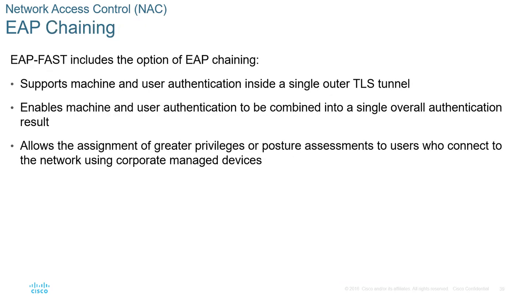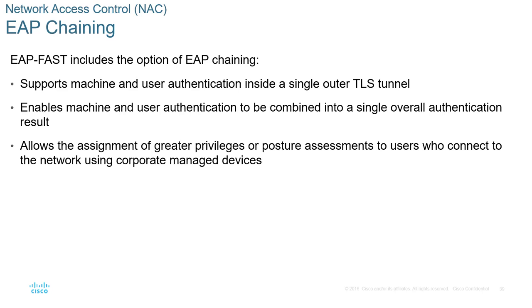So moving on, we have our EAP chaining. Essentially, this is going to be part of our EAP-FAST. EAP chaining is a part of our EAP-FAST. It supports machine and user authentication inside an outer TLS tunnel. It enables machine and user authentication to be combined into a single overall authentication result, not having to authenticate each portion, but the entirety.